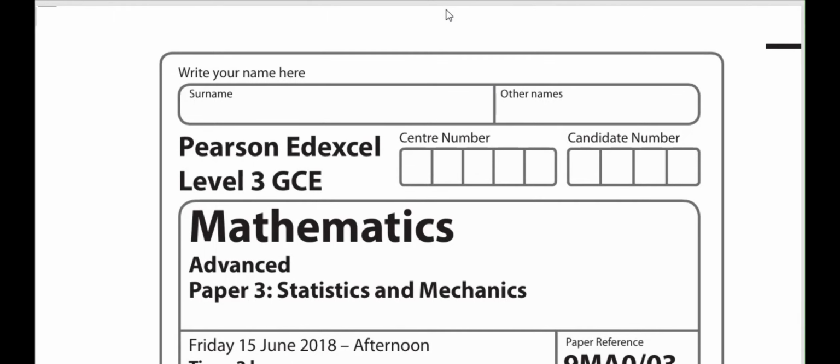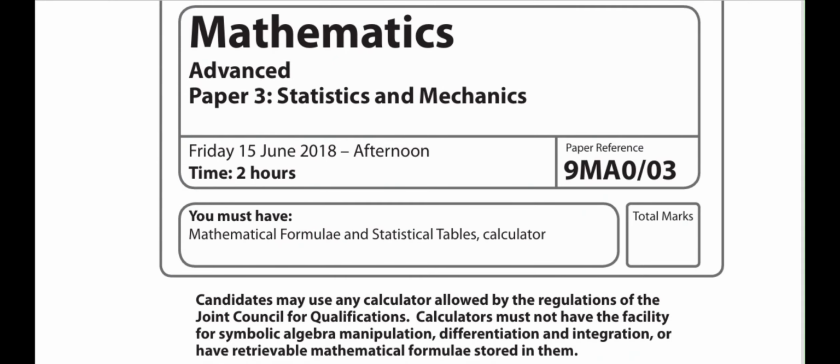Welcome to this walkthrough of Edexcel A-Level Mathematics Paper 3, that is Statistics and Mechanics of June 2018. This paper carries a total of 100 marks and is of 2 hours duration. In this walkthrough, we will attempt to finish this within the time allotted, and I will also take efforts to make the same level of presentation that is expected of the candidates in the actual exam.